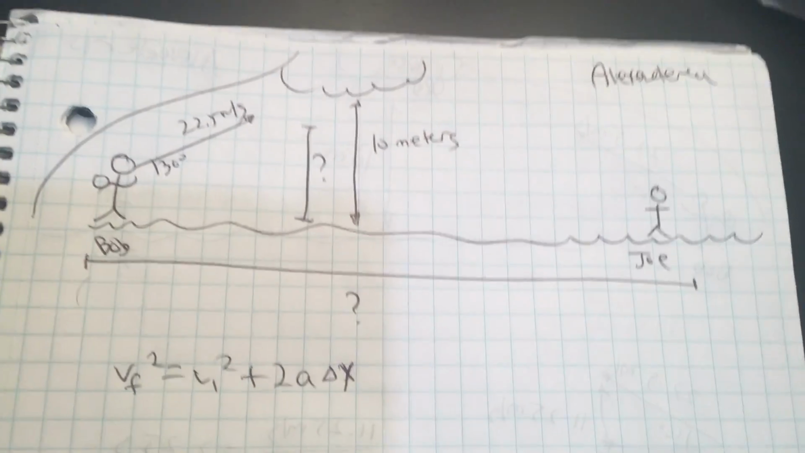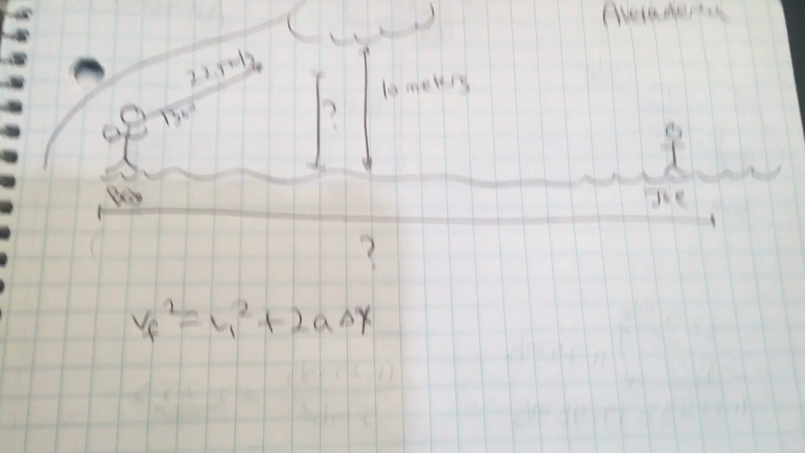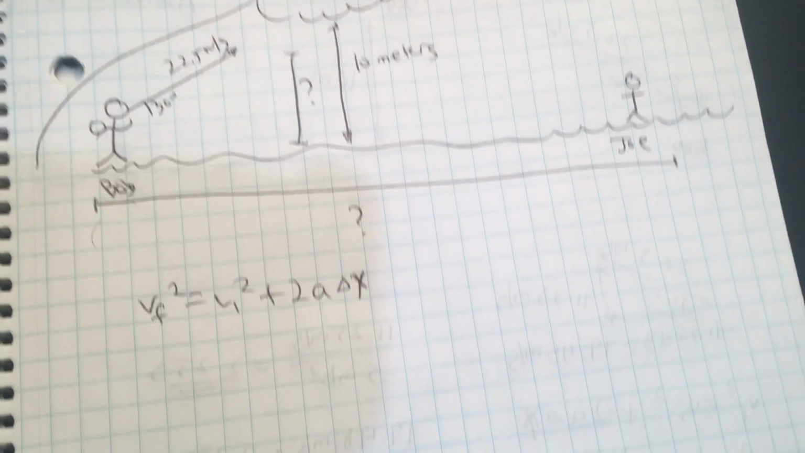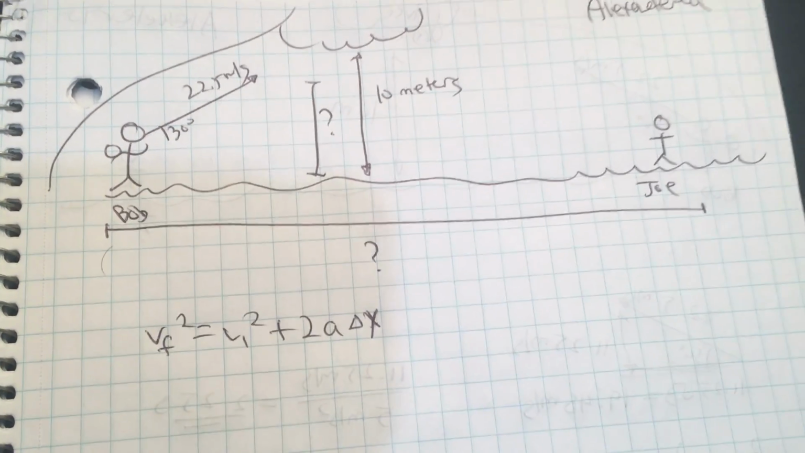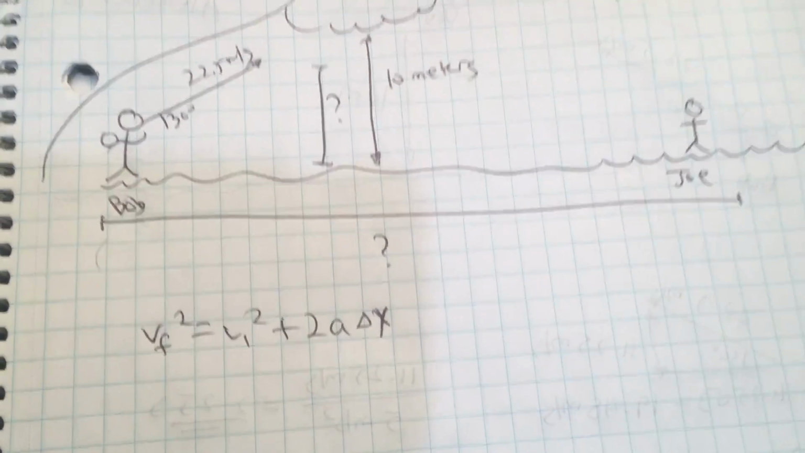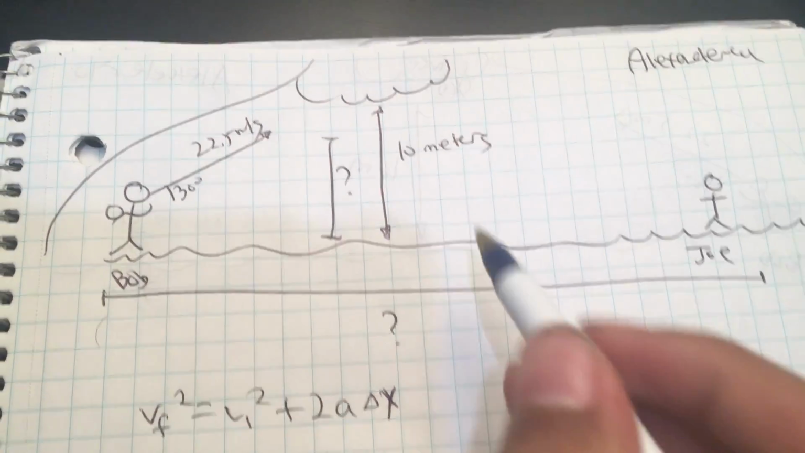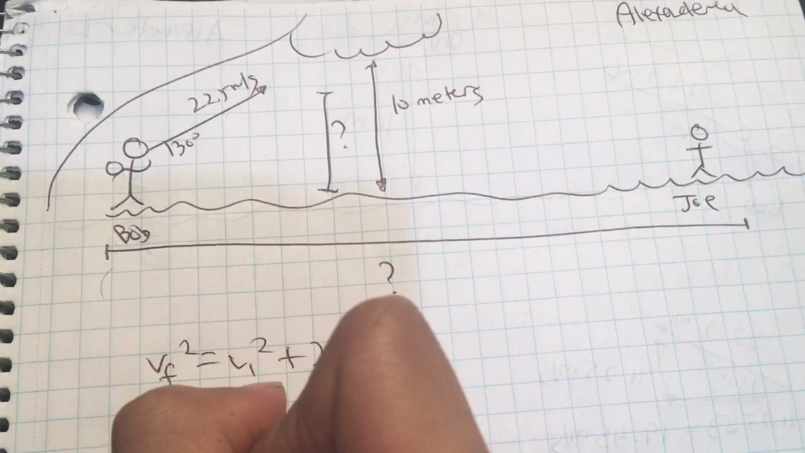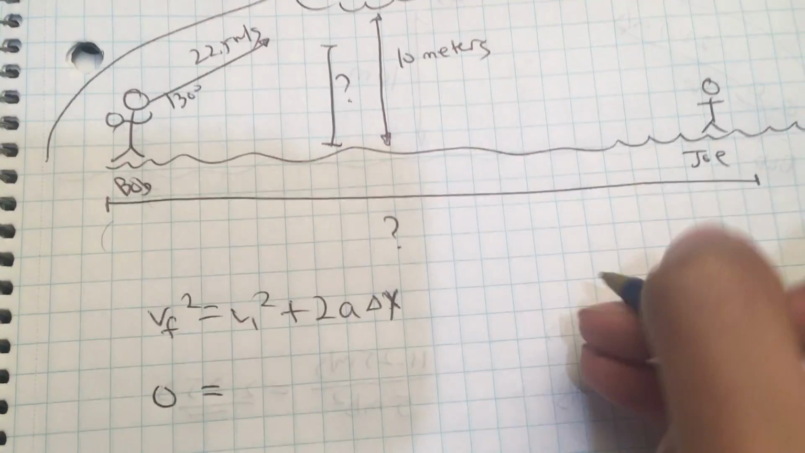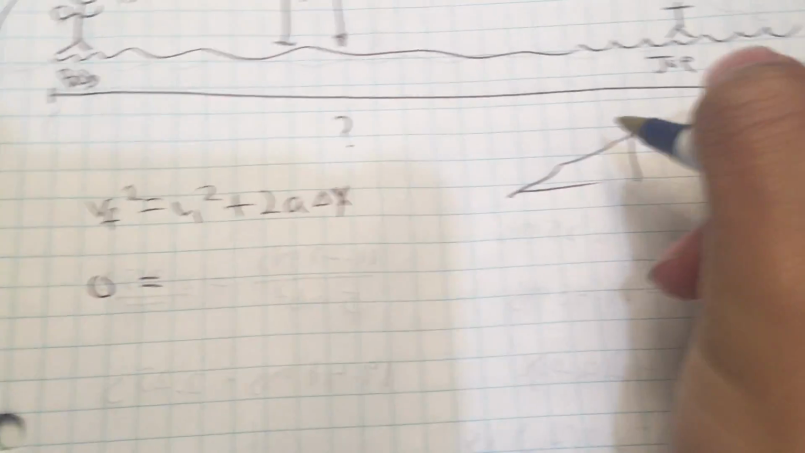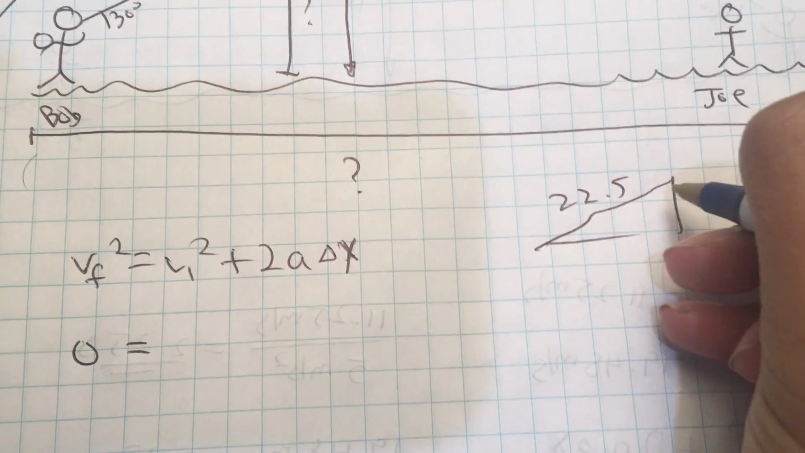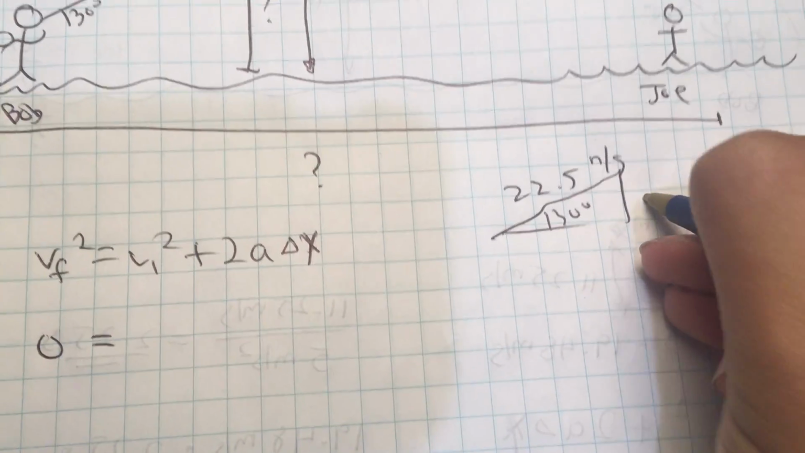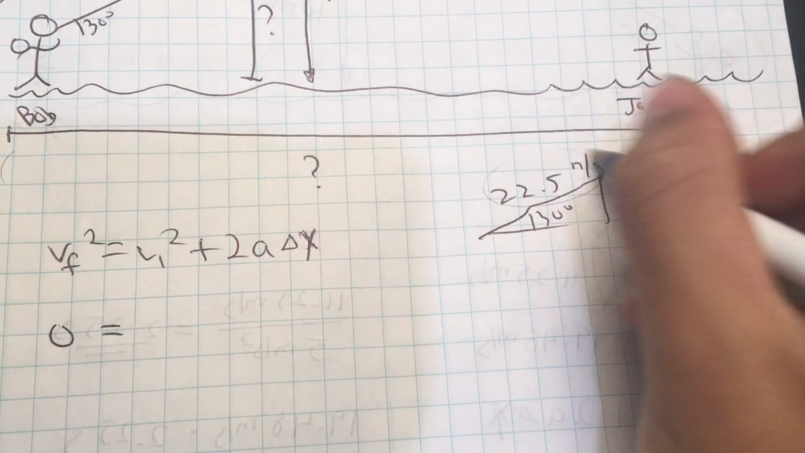We don't know the time right off the bat, so we can use velocity final squared equals velocity initial squared plus 2 acceleration, and then the change in y. At the top point, the velocity final is going to be 0, so you can set that there. And in a 30, 60, 90 triangle, we know that the hypotenuse is 22.5, and so the side opposite the 30 degrees is 11.25, or half of this.